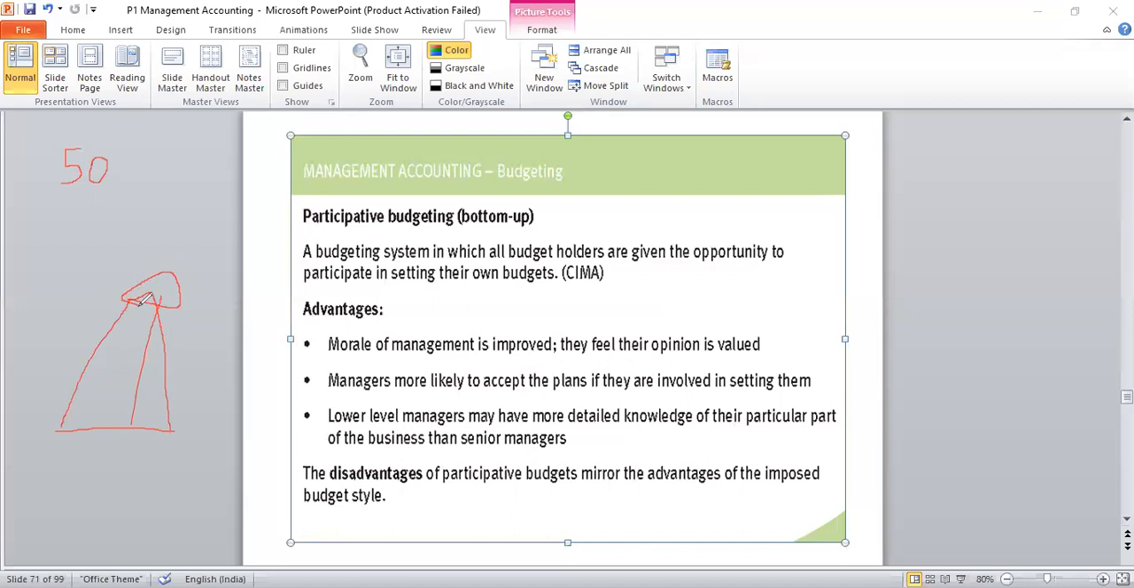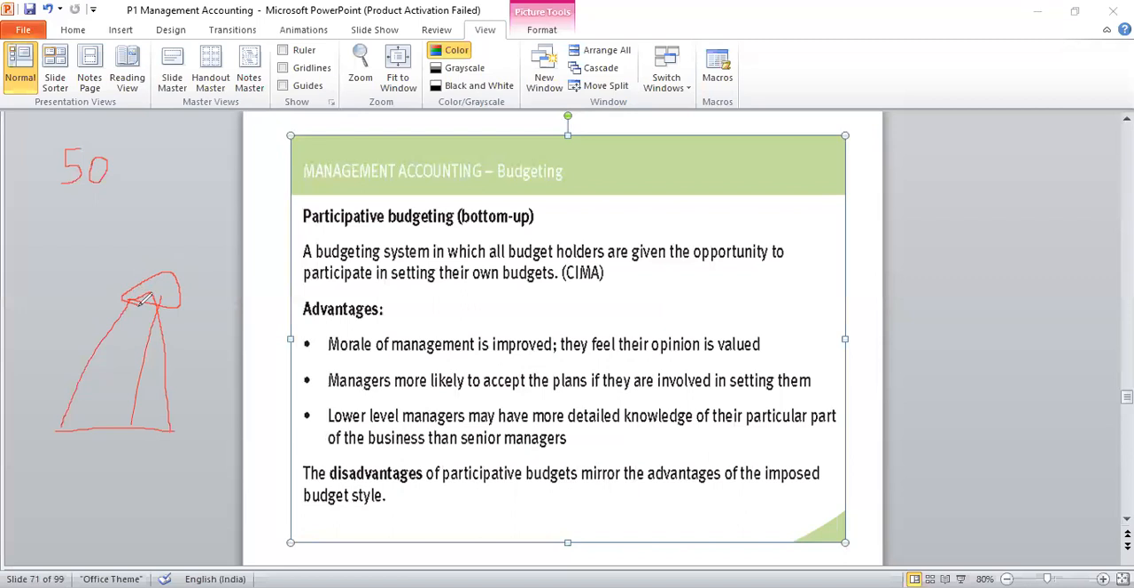Participative budgeting talks about a budgeting system in which all budget holders are given the opportunity to participate in setting their own budgets. Morale of management is improved. They feel their opinion is valued. Managers are more likely to accept the plans if they are involved in setting them.